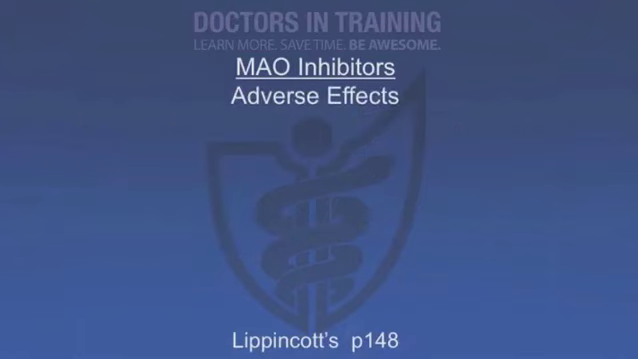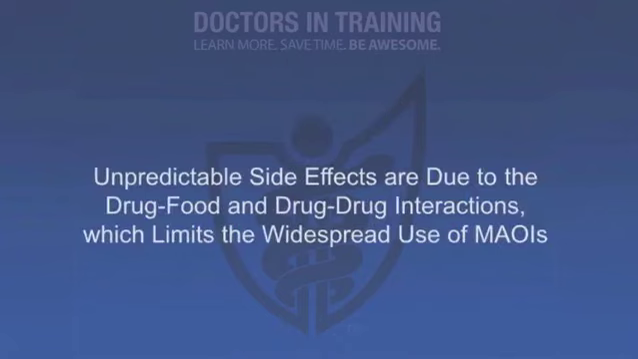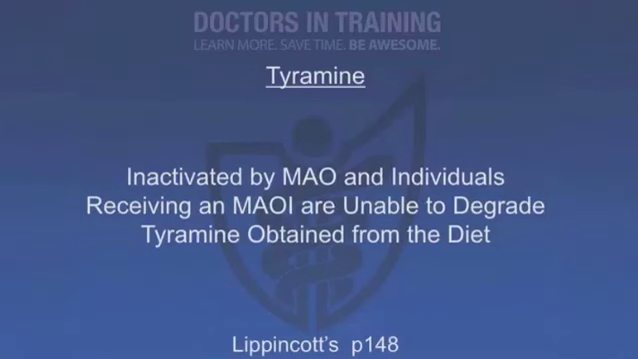Adverse effects of MAOIs. Severe and often unpredictable side effects are due to the drug-food and drug-drug interactions, and this limits the widespread use of MAOIs. For example, tyramine, which is contained in certain foods such as aged cheese and meats, chicken liver, pickled smoked fish such as anchovies or herring, and red wines, is normally inactivated by MAO, and the individual receiving an MAOI is unable to break down the tyramine contained in these foods from the diet.